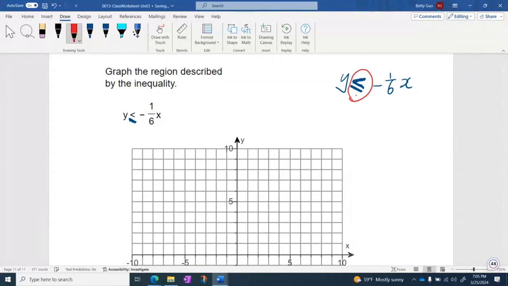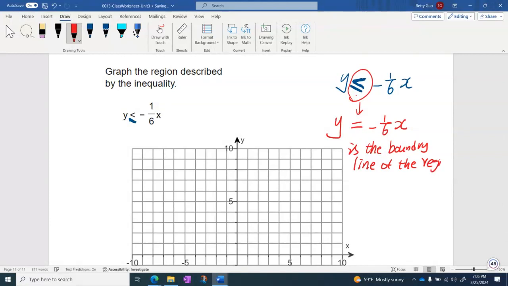Now we are going to change this to an equal sign, and we are going to have y equals -1/6 times x. That equation is the boundary line of the region we are looking for, the region described by the inequality. Okay, how do we graph the boundary line? How do we graph y equals -1/6x?